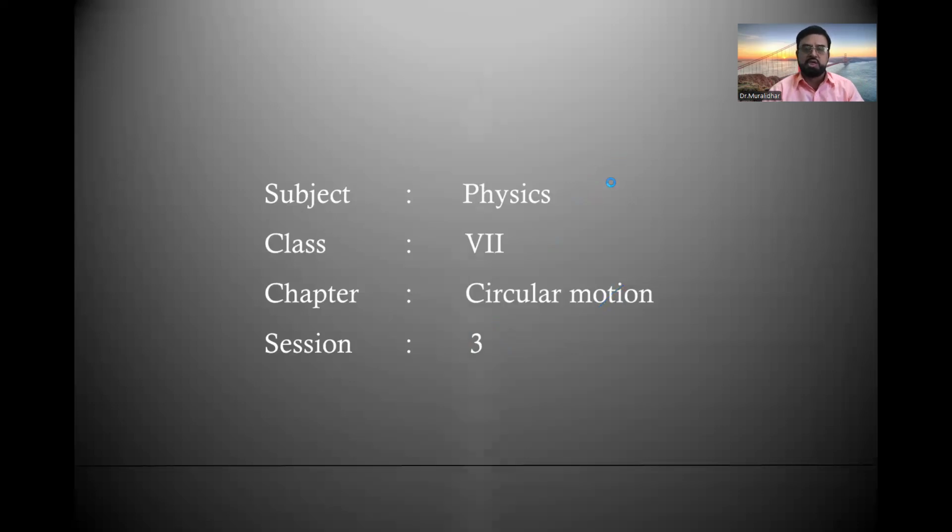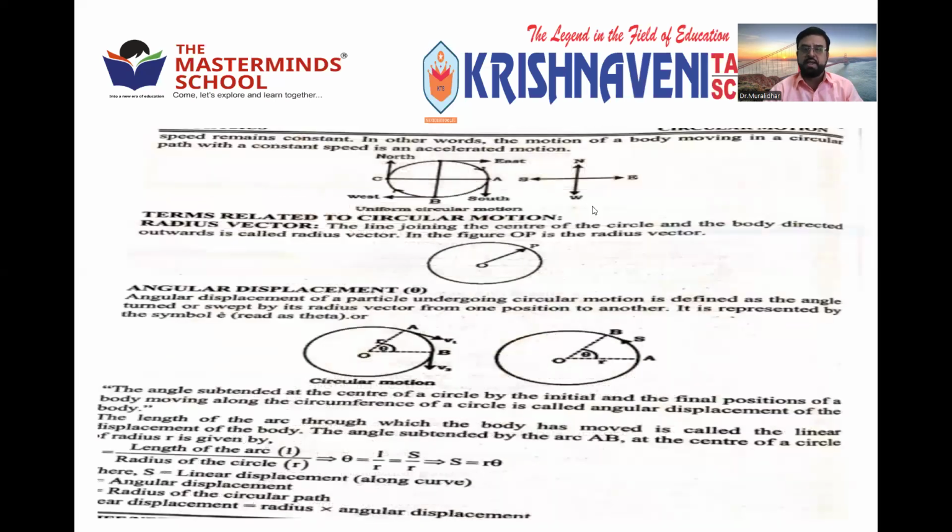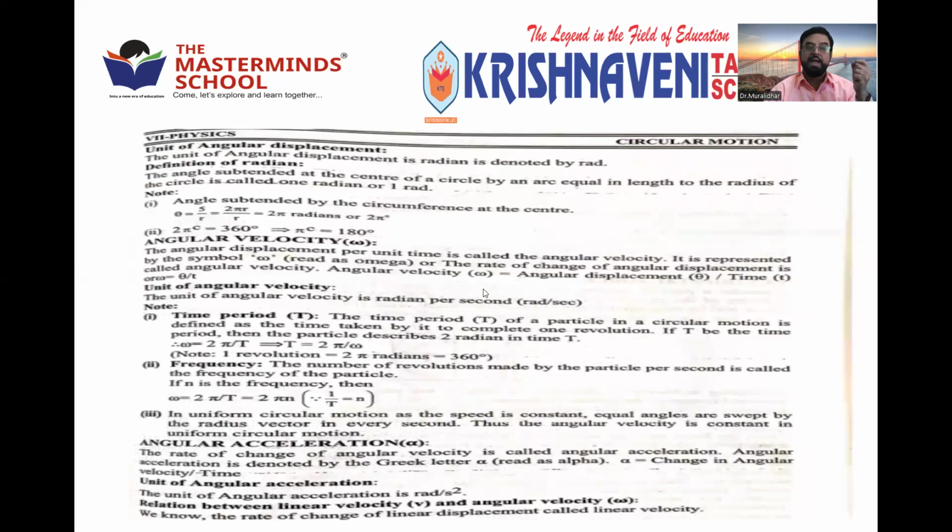Then after knowing about the terms, you can see here, what is uniform circular motion? A body moves with a constant speed, like Earth is moving around the sun, or all the planets are moving around the sun with constant speed. They are said to be in uniform motion. Electrons revolving around the nucleus continuously with a constant speed is called uniform circular motion. Then consider terms: what is radius vector, angular displacement, angular velocity, angular acceleration, right?